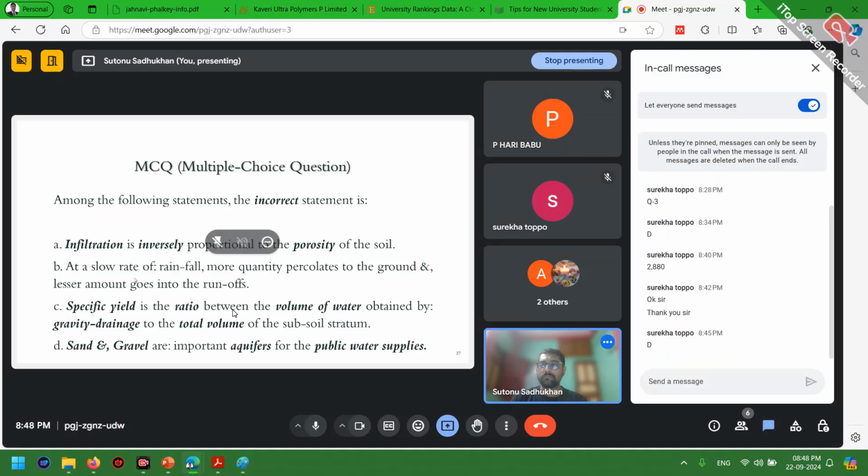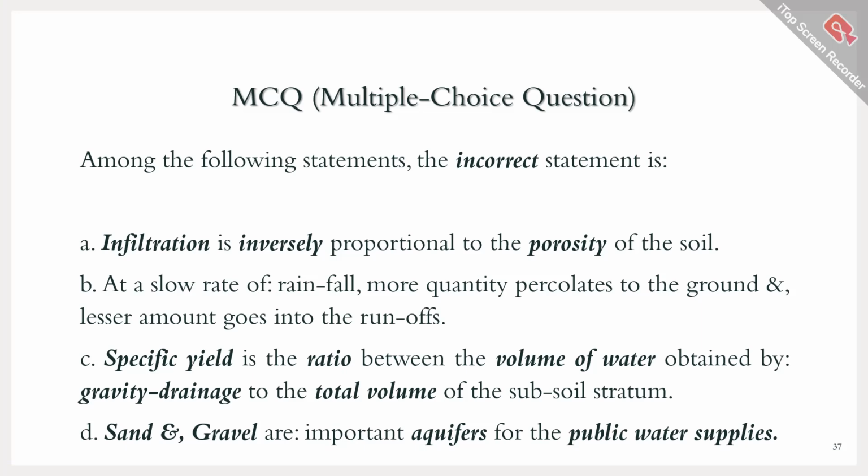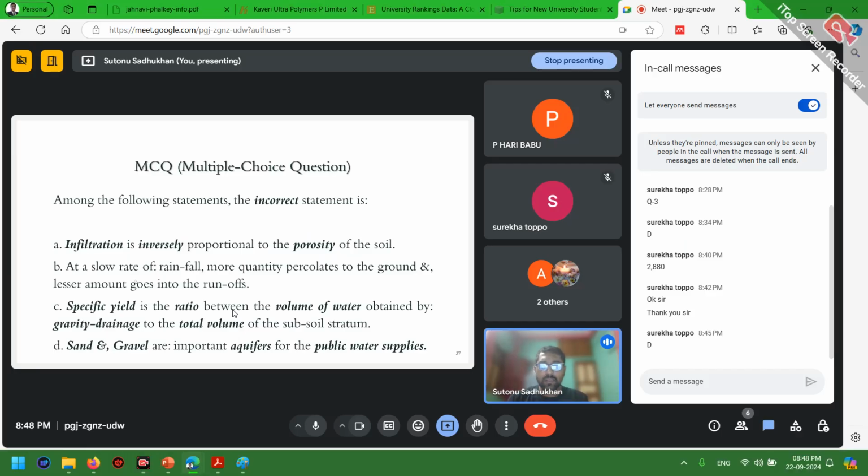Okay. If the rainfall rate is slow, then definitely runoff will be less. As less water goes to runoff and more water stays because of the slow rainfall, more quantity will percolate to the ground, because percolation needs mass transfer through the voids or pores of the ground. So I guess option B is correct, because it is not an MSQ and only one option will be incorrect.